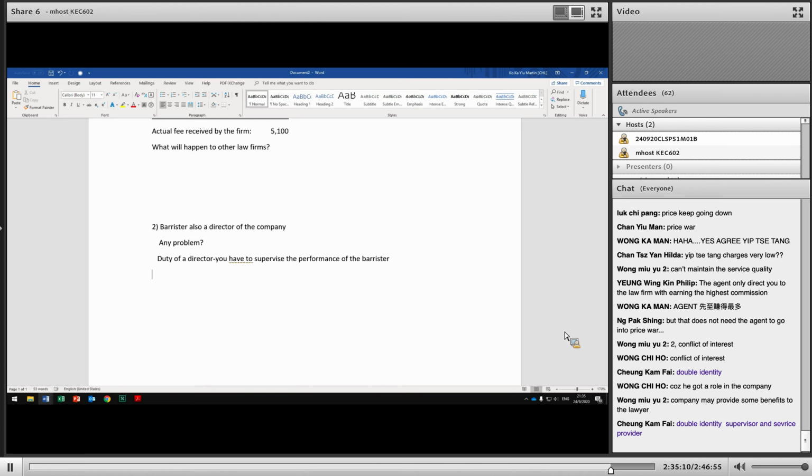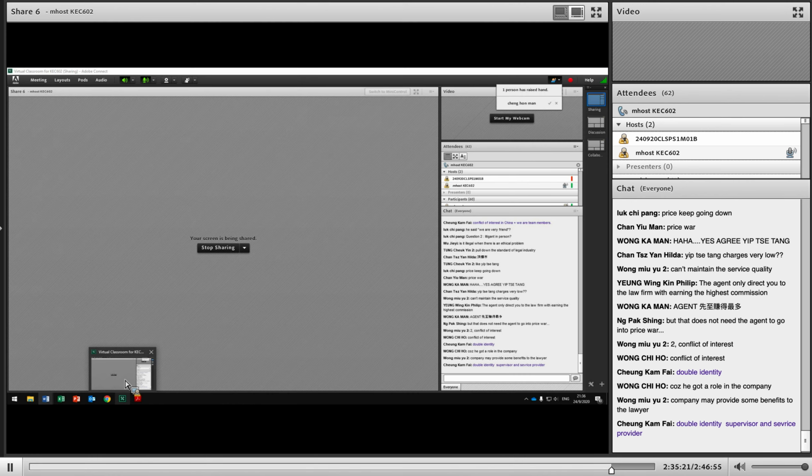So that is the reason we say that it's a potential conflict of interest. When we talk about conflict of interest, we do not say that there must be some actual harm which has been done. We only mean that potentially there will be conflict of interest. So potential conflict of interest is already enough. There's no need to prove there's actual conflict of interest.